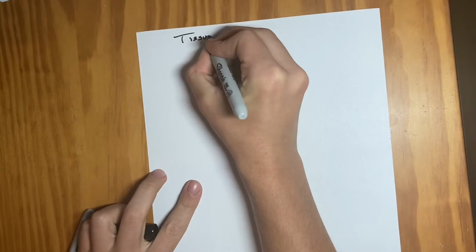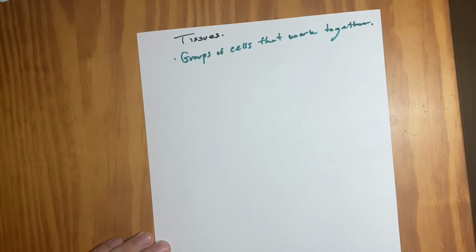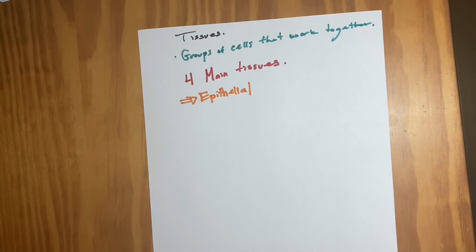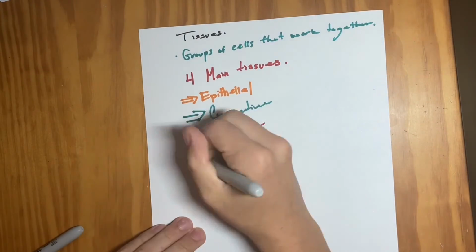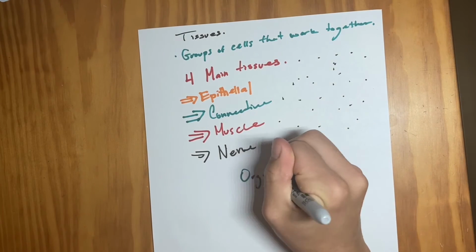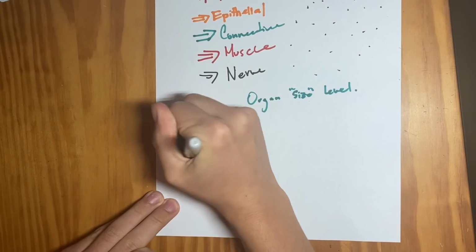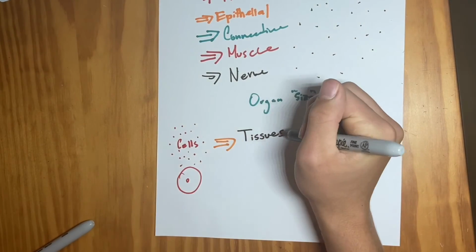Last but not least, we will talk about tissues, which is when groups of cells work together. Now, there are four main types of tissues, and this includes epithelial, which is what encloses and protects your organ systems, connective, which protects you, muscle, which is all your movements, and nerve, which is communication throughout your different organ systems.